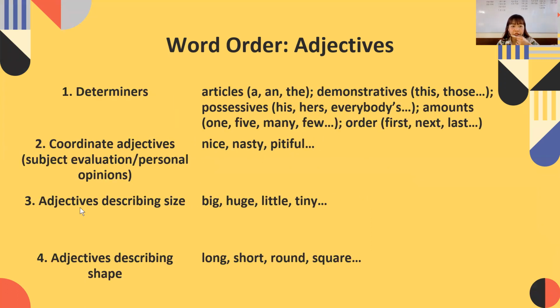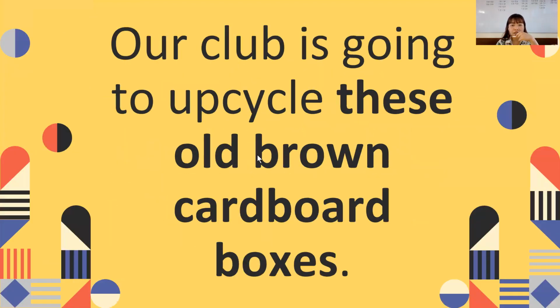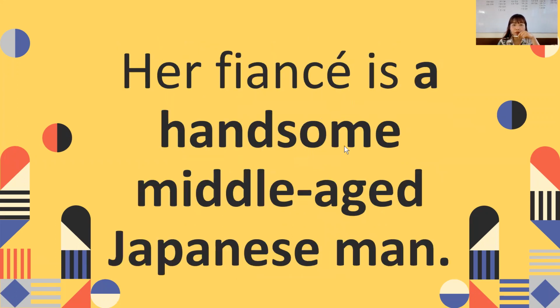So correct. Kasi number 3 ang adjectives describing size. Number 6 ang adjective describing color. So that's correct. So these old brown, and then again, cardboard is an example of adjectives referring to material. So these old brown cardboard boxes. So this is also a correct sentence observing the proper word order in terms of adjectives.